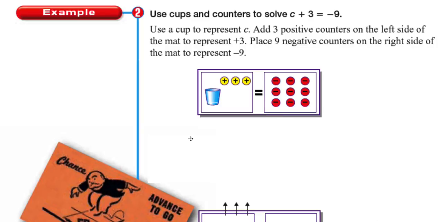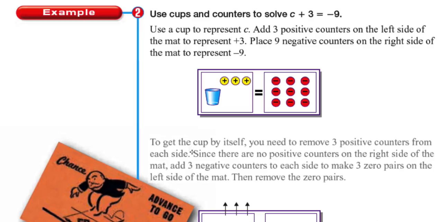Okay? Again, we want to isolate our cup, or isolate our c on one side of the equation. And to be able to do this, to get the cup by itself, you need to remove 3 positive counters from each side. Okay? But the thing is, remember our rule, whatever you do to one side of the equation, if you subtract 3 positive counters here, you need to subtract 3 positive counters on the other side.